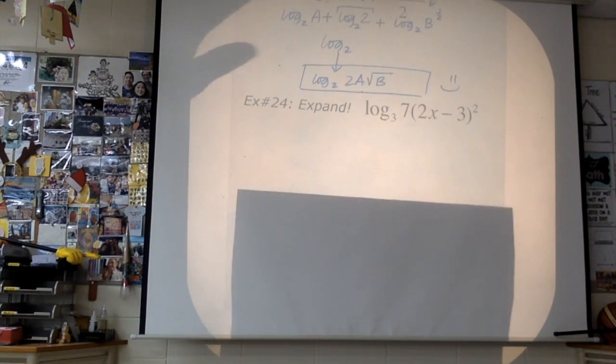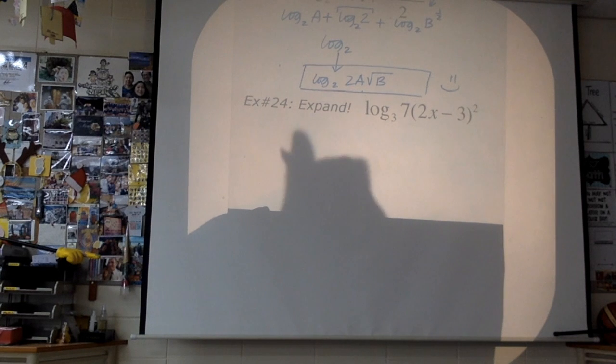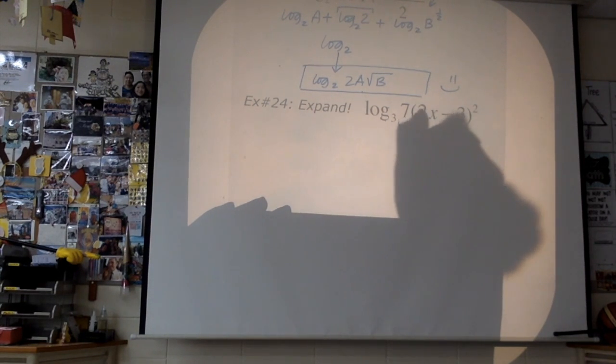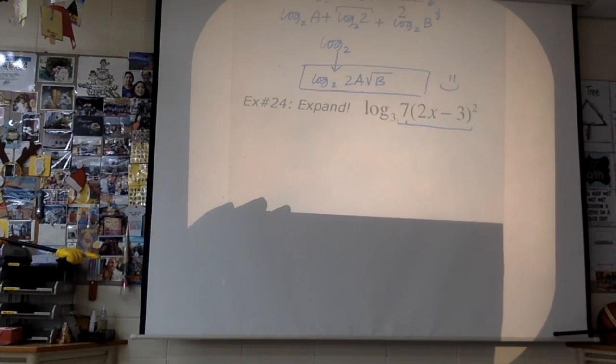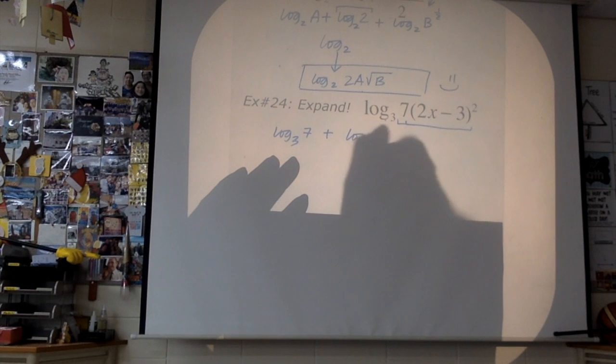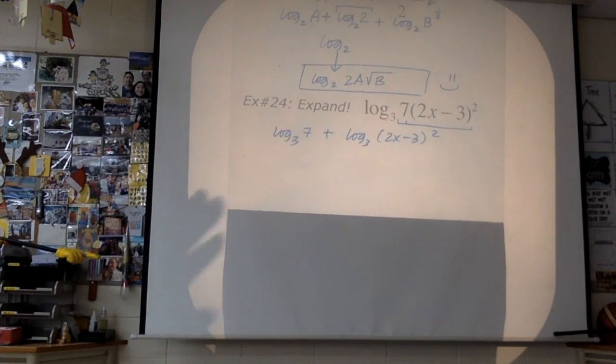All right, expand. So you try this one now. Okay, go ahead and try. Stop the video. All right, I'm assuming that you tried. So now I'm going to move right along. Expand. So I know there's a product between these. So I know that I have to go log base 3 of 7, plus log base 3 of 2x minus 3 squared. Okay?